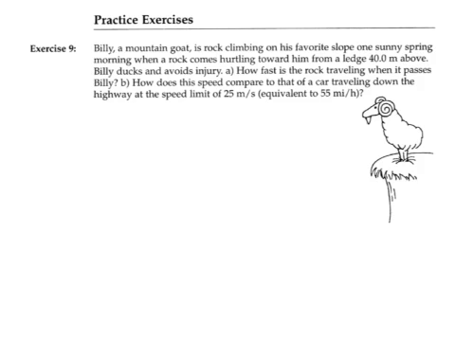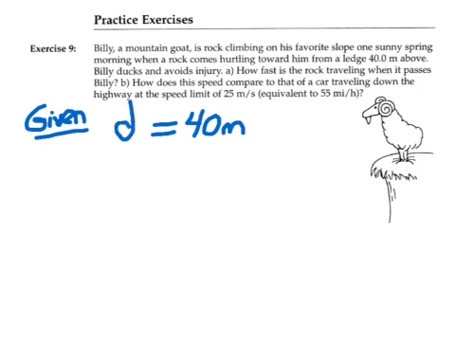First, let's gather our information. First piece of information is that there's a ledge 40 meters above, so this is our vertical distance. We'll just call it d because we're only dealing with motion in the vertical direction right now.